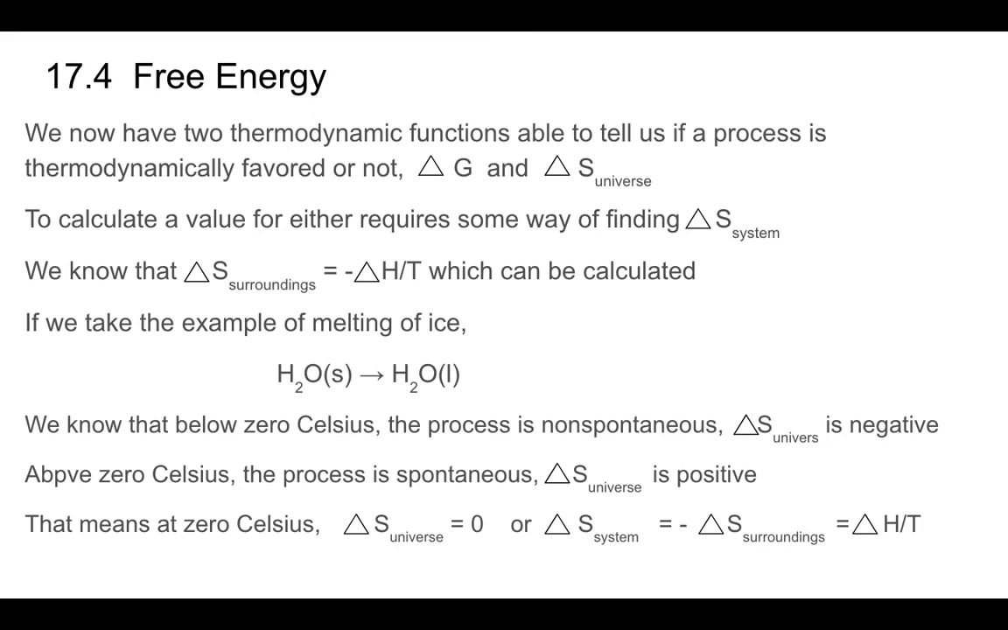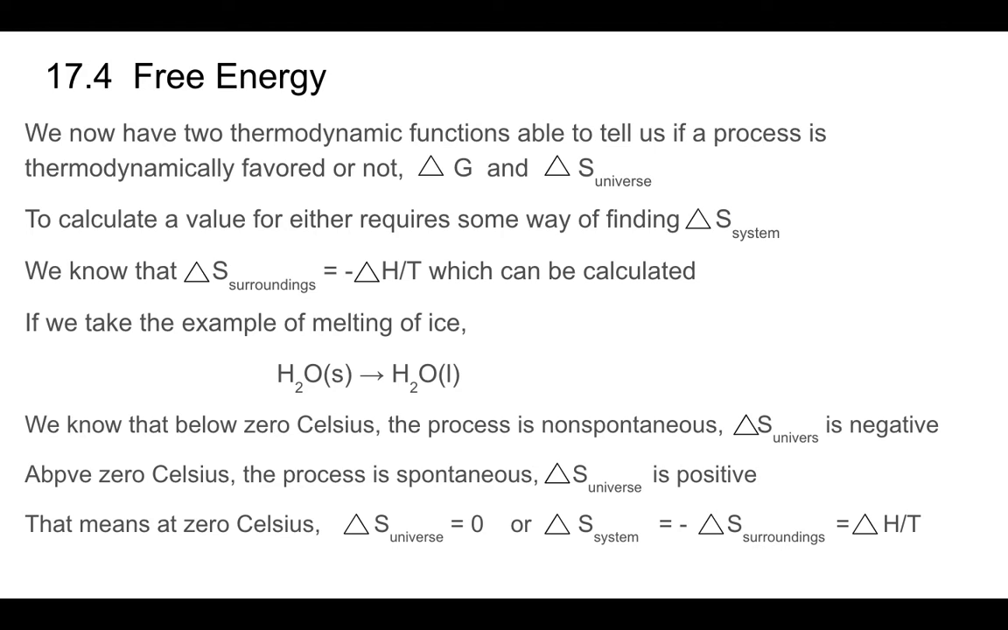Now, to actually find delta G, we're going to need to have some way of finding the delta S of the system. Now, we already know we can find the delta S of the surroundings. It's just negative delta H over T. But how do we find the delta S of the system? We're going to need to find the delta S of the system from the delta S of the surroundings. But the only way to do that is to find a particular set of conditions where we can relate the delta S of the system to the delta S of the surroundings.